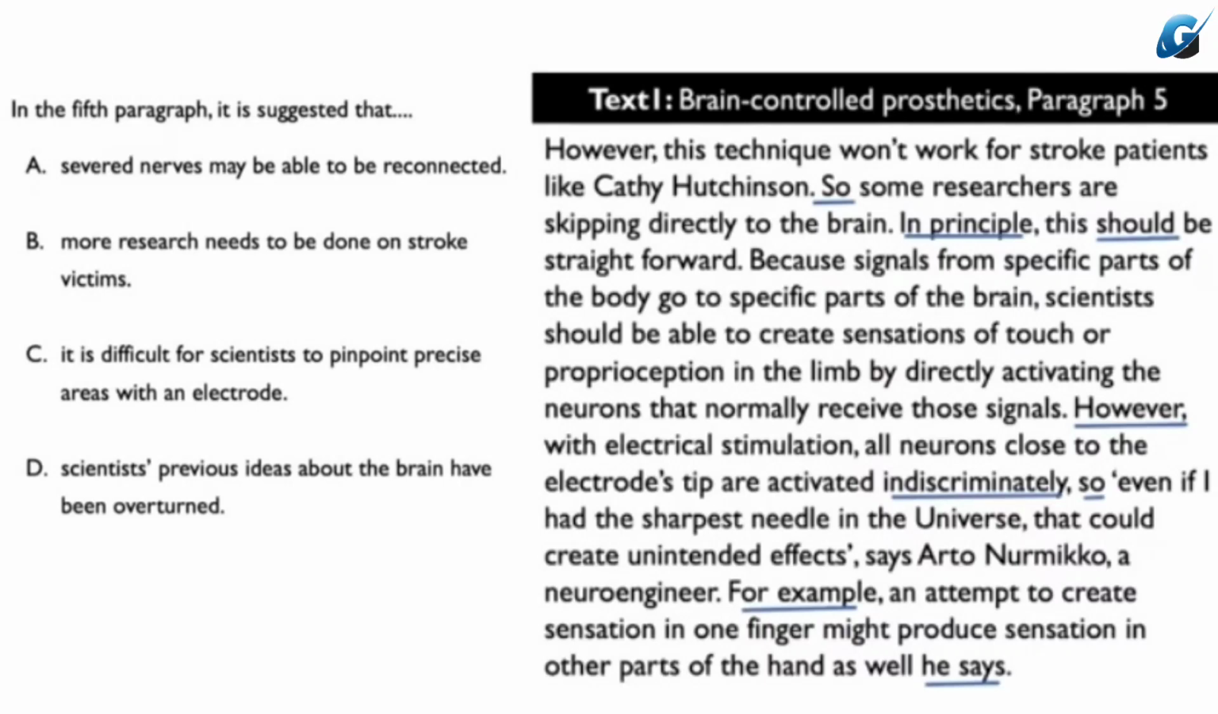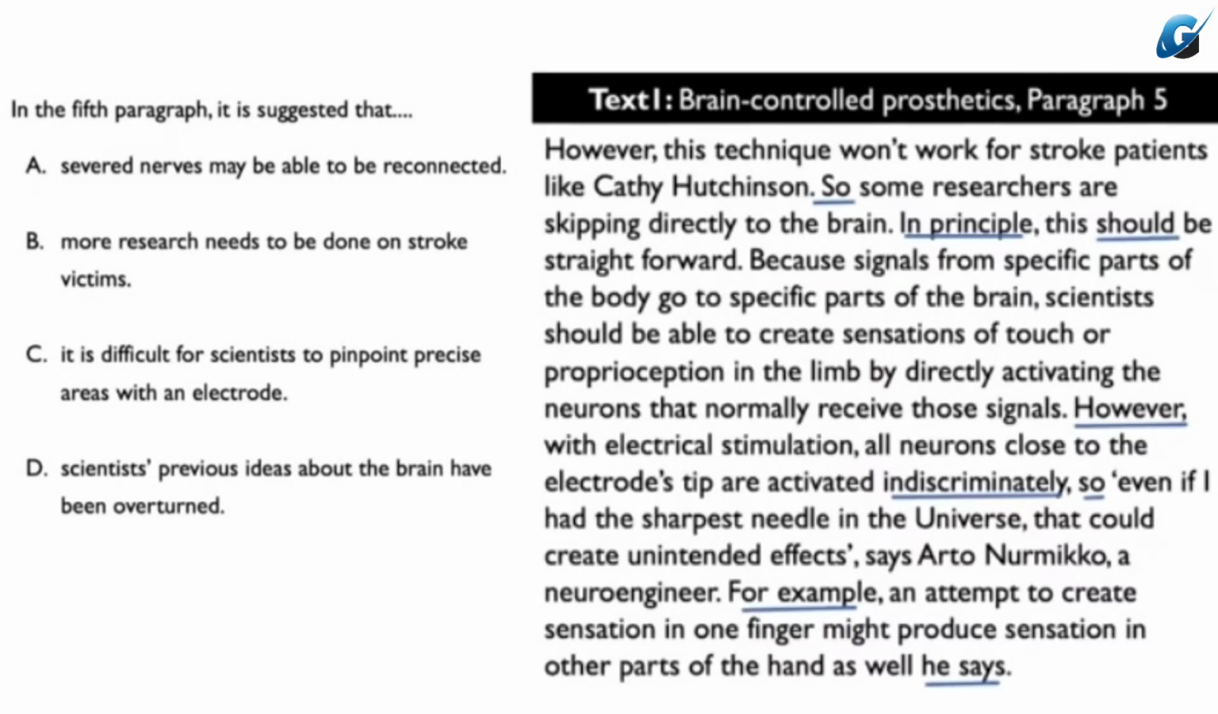Option B. More research needs to be done on stroke victims. Have you seen any words regarding stroke victims? I can see a sentence: some researchers are skipping directly to the brain. So, more research needs to be done on stroke victims, but the researchers are skipping directly to the brain. So the subject is changed over here. The subject was brain. Here they changed into stroke victims. So that is a wrong answer.